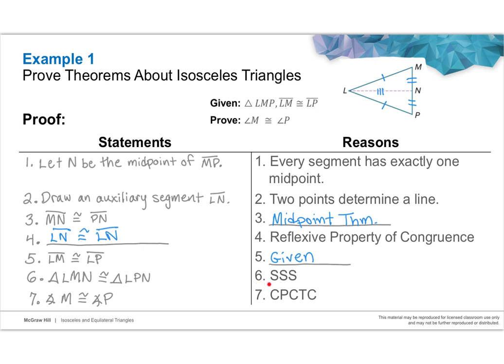And then once we know the triangles are congruent, as you know, we can prove any parts that correspond in those congruent triangles are congruent. So M, the middle letter here, corresponds to P, the middle letter there. And so angle M is congruent to angle P. And our final reason is that abbreviation that we've used before, CPCTC, or corresponding parts of congruent triangles are congruent. Again, that abbreviation is fine.